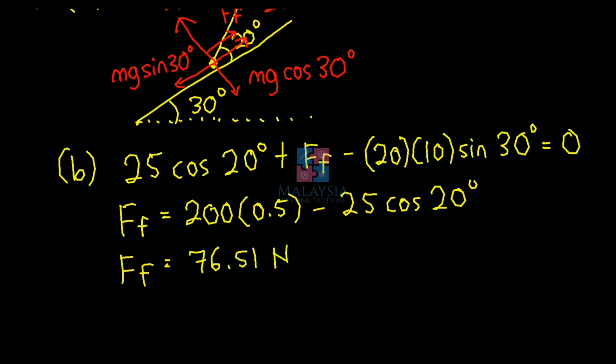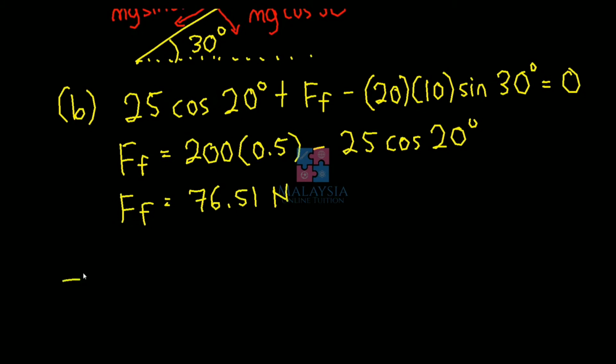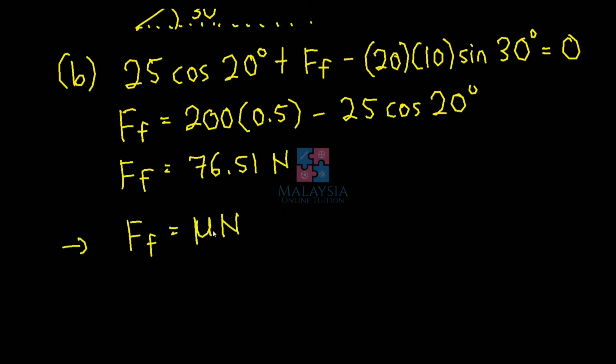Okay, so next we know that for frictional force the formula will be mu n, or some of you will be using r. Mu r is possible as well. So we need to find our mu. Before that we need to find our normal force. So 76.51 equals mu.